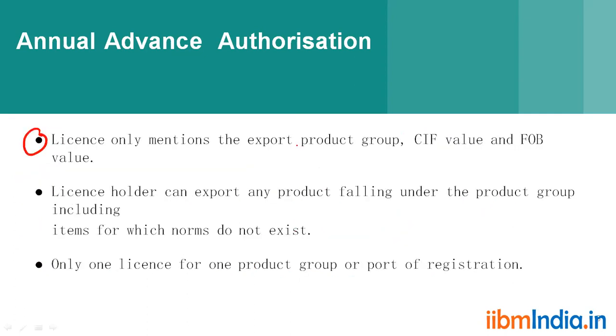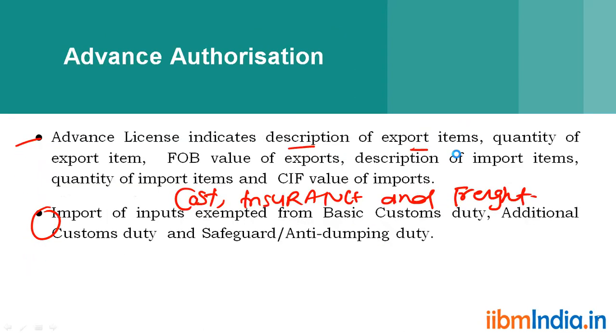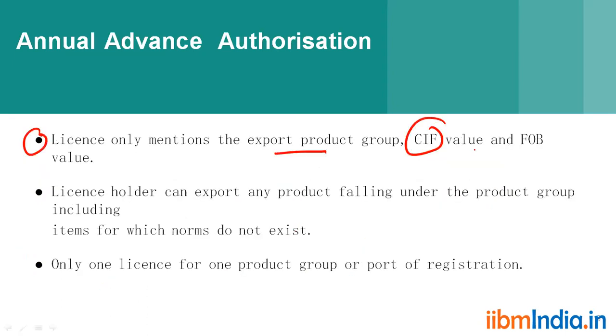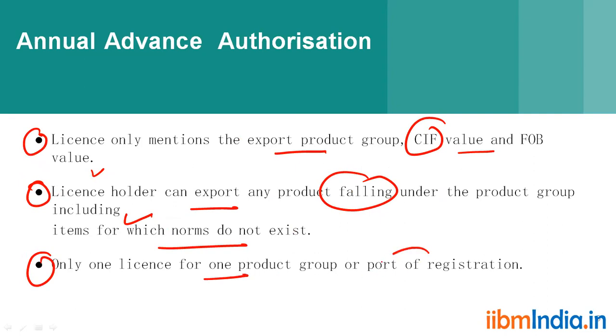The license only mentions the export product group, CIF values (cost, insurance, and freight), and FOB values. The license holder can export any product and services falling under the product group, including items for which norms don't exist. Only one license for one product or product group or port of registration.